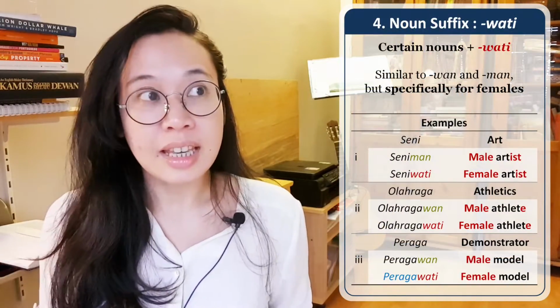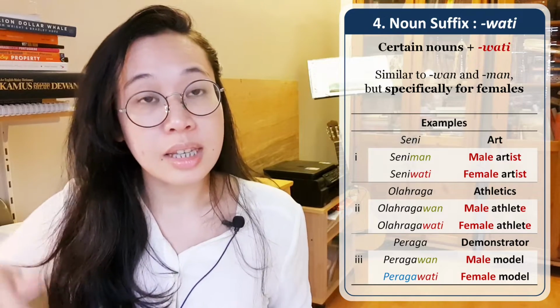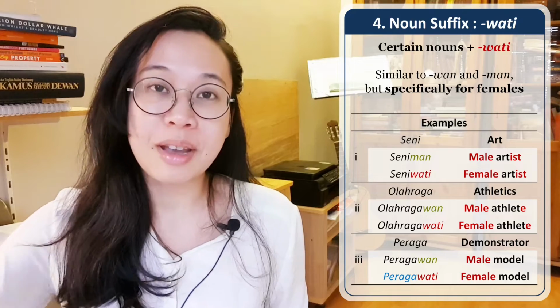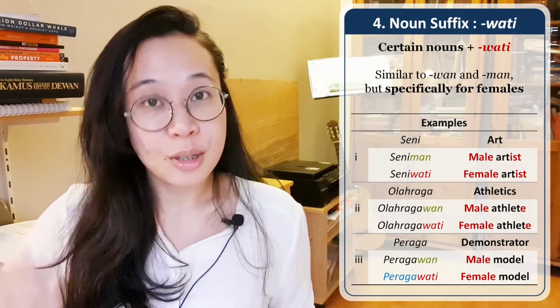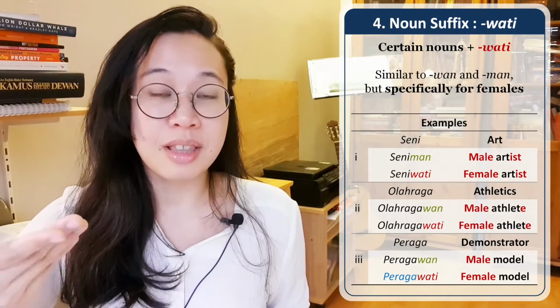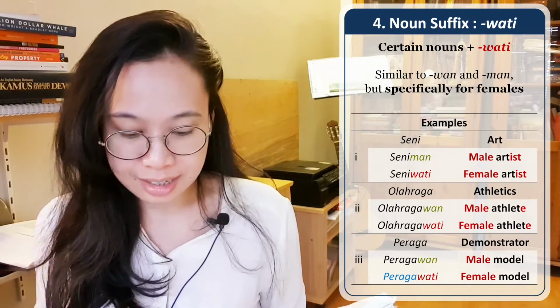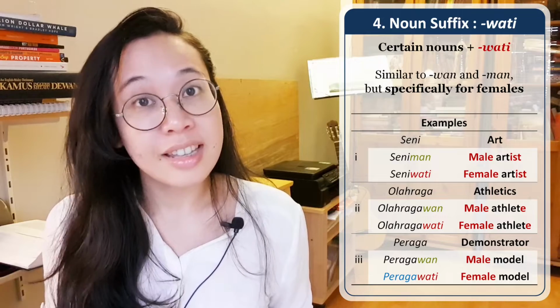Okay, the next one is wati. Wati is used in a similar way as man is or wan is, but wati is specifically for women. So just now we have seniman, right, which is for artists. Seniwati is female artist. Olahraga. Olahraga is athletics.